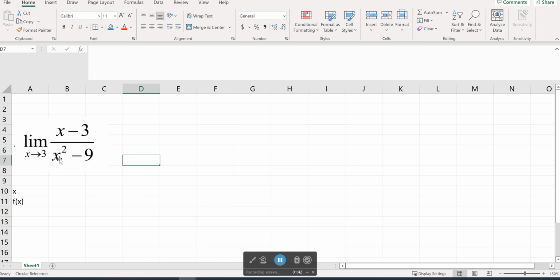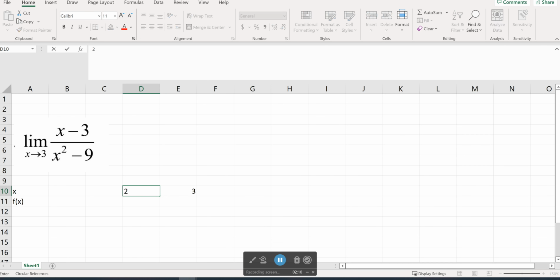So here I have an example in which my goal is to find the limit of this function x minus 3 over x squared minus 9 as x approaches 3. So here we're working within the neighborhood of x equals 3. So how do we make it happen? Let's say 3 is our value of interest. How will we approach 3 from the left, or from below?